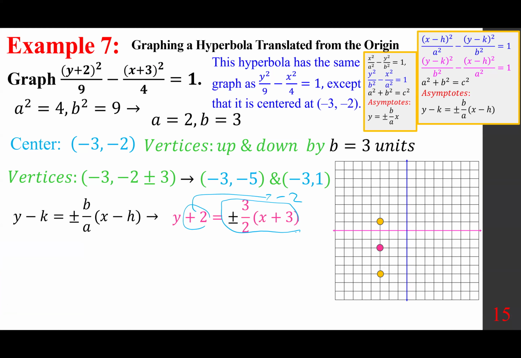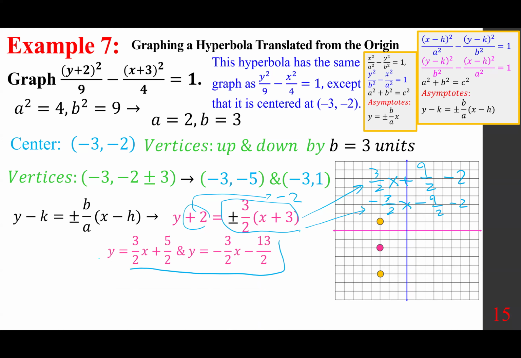So there are two things that happen here. One of them is 3 halves x plus 9 halves minus 2. The second one would be minus 3 halves x minus 9 halves minus 2. And that gives rise to these two equations, okay? And these two equations, you can draw those lines easily.